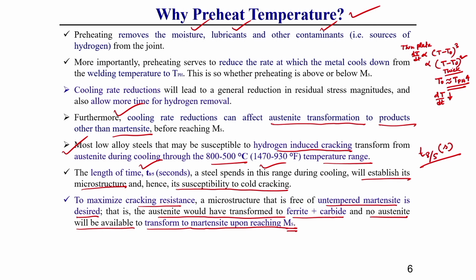MS means martensitic starting temperature. This you should keep in mind. So, before martensitic starting temperature, all austenite should be converted to other phases like ferrite plus carbide, which I have already written, that is pearlitic type of structure.